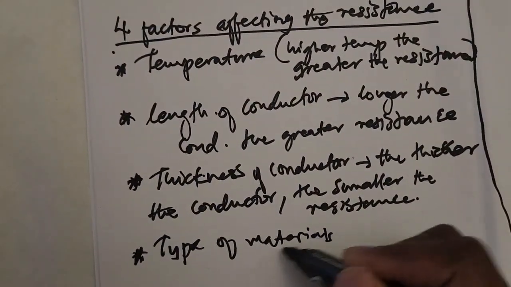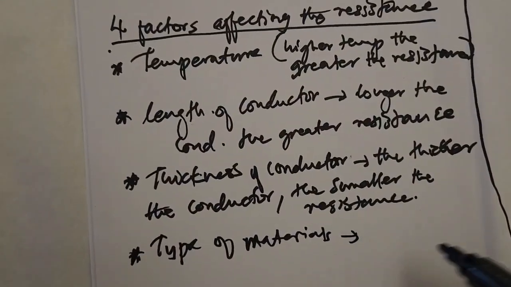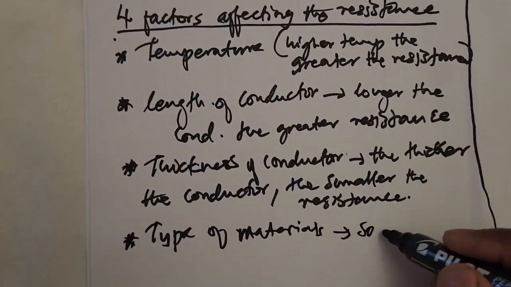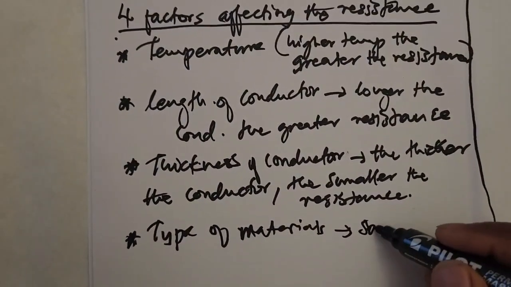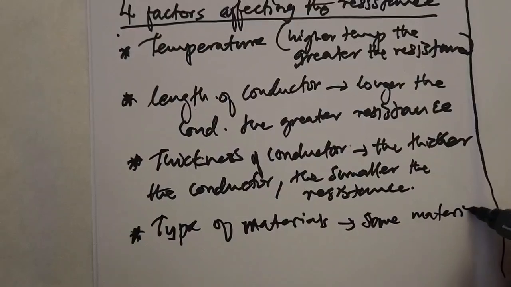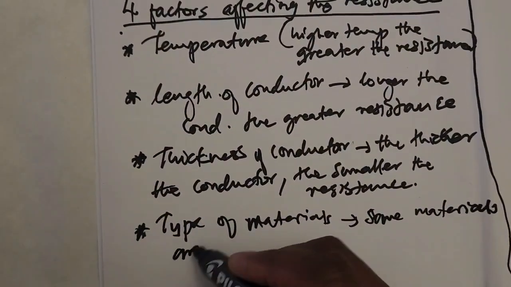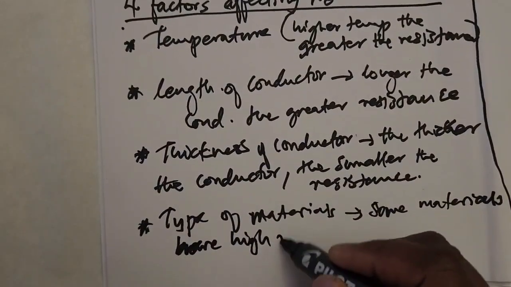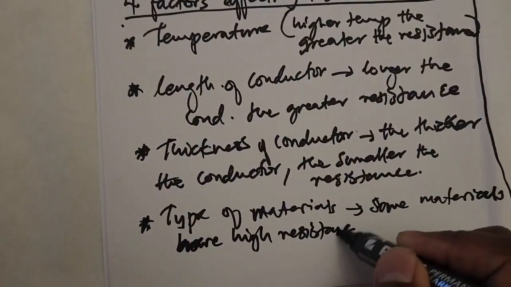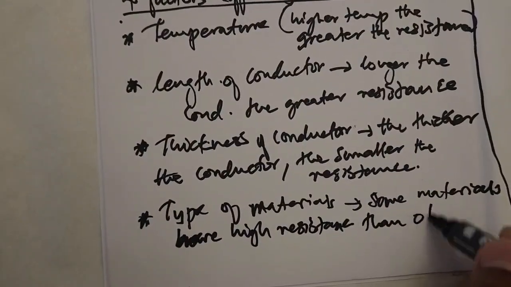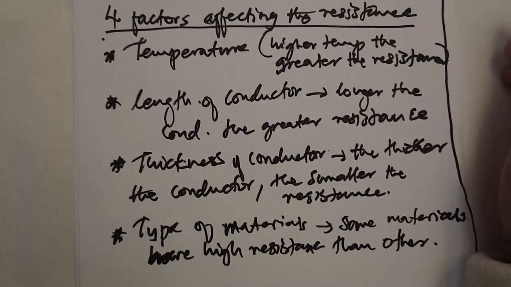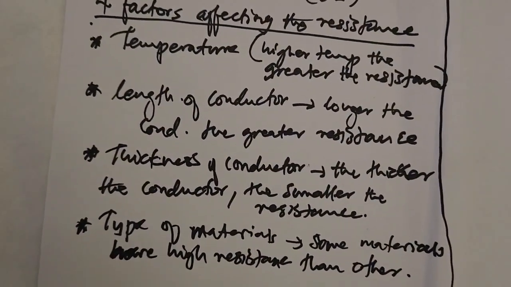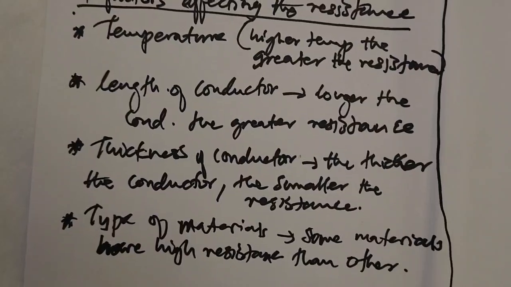When we continue, we'll know that certain materials are said to be ohmic, and others are not. Some materials have higher resistance than others. If I'm using aluminium and another one is using iron, the two won't have the same resistance, even if they have the same length and the same thickness. That's what you should know.